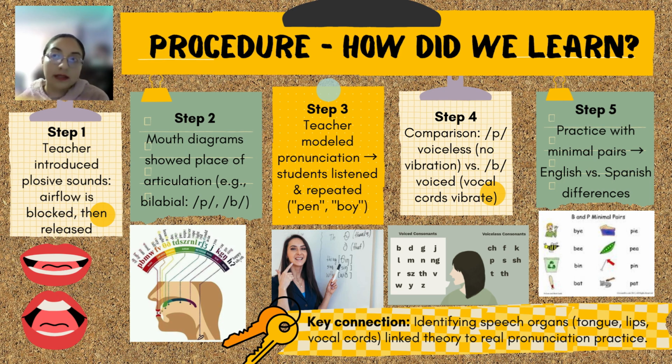Fifth, we practiced with minimal pairs and short words. This helps us notice key differences between English and Spanish pronunciation. For example, when the teacher asked us which speech organs were involved in producing each sound, we had to identify the tongue position, lip movement, and whether the vocal cords vibrate or not.